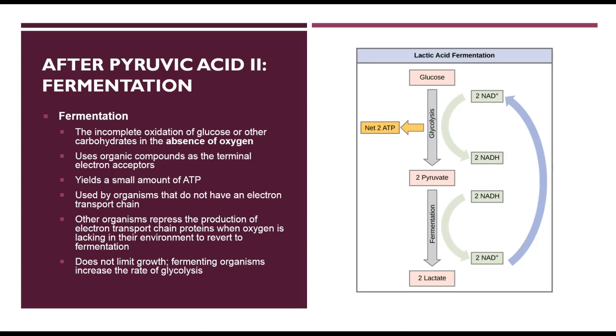Other organisms may repress the production of electron transport chain proteins when oxygen is lacking in their environment and revert to fermentation as their way to produce energy. This does not limit the growth of the organisms. So fermenting organisms typically increase the rate of glycolysis, and this allows them to grow at normal rates compared to other microorganisms.